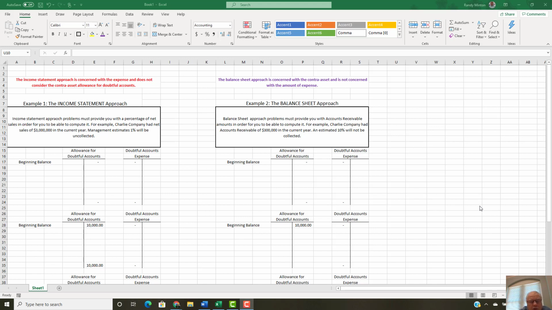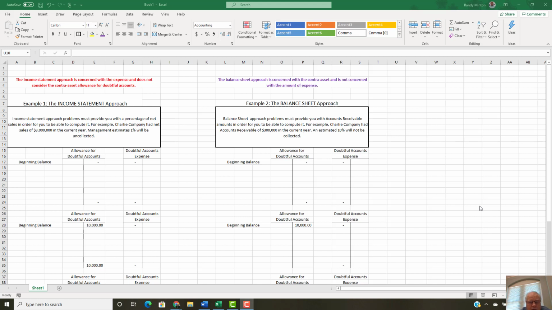So let me just talk to you very briefly about uncollectible accounts. And uncollectible accounts are essentially exactly what they say. We are going to sell things on credit, and we expect that some of those accounts will not be collected. And so what we do is we estimate the amount that we're not going to collect, and we create a journal entry that we put to the doubtful accounts expense on the debit side and the allowance for doubtful accounts on the other side.